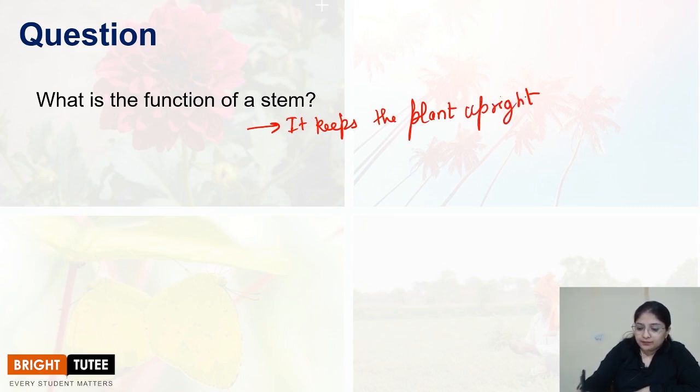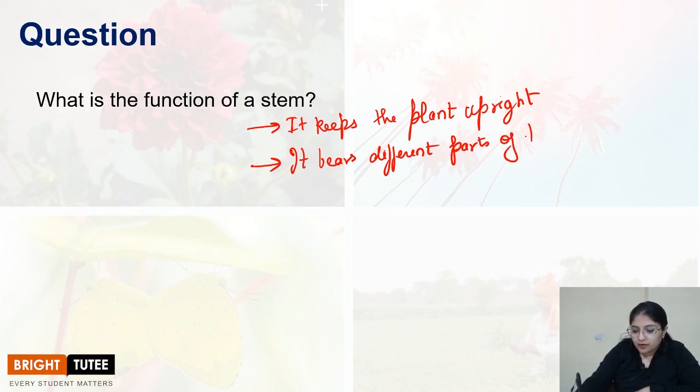Apart from that, it bears different parts of the plant. That means, what are these different parts? These are leaves, branches, flowers, and fruits. All of these are there on the stem, right? It all grows on the stem, right?